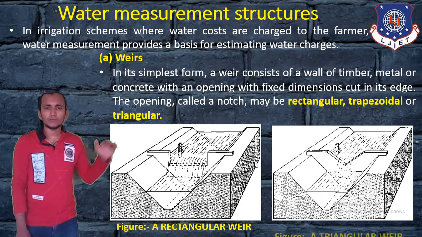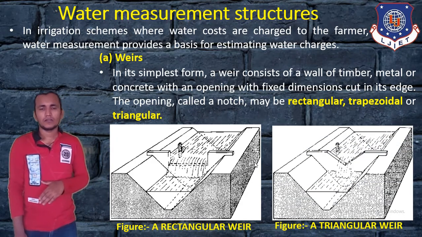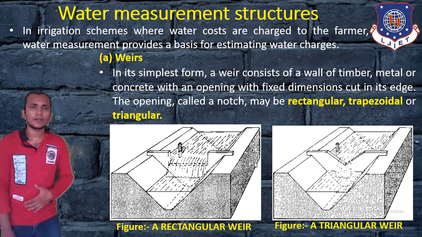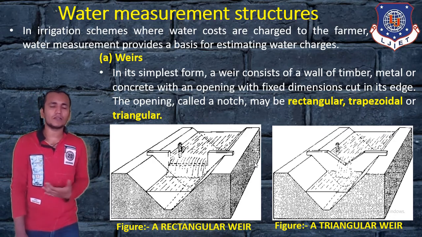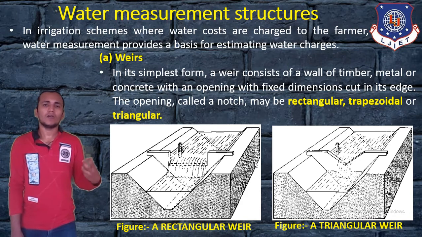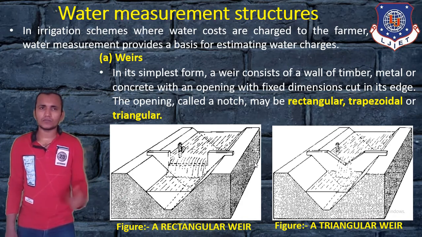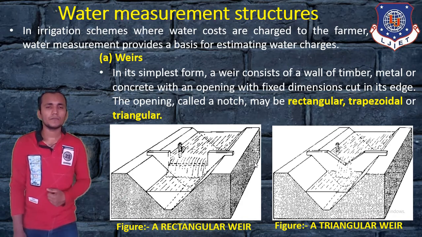Then here we can use a triangular weir. These are different techniques that can be used to measure the water level, and a trapezoidal weir is also used for this.